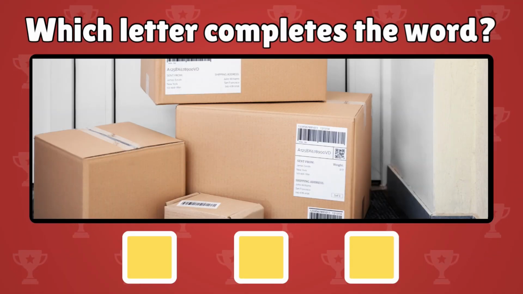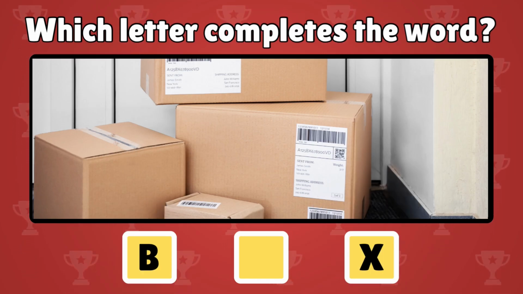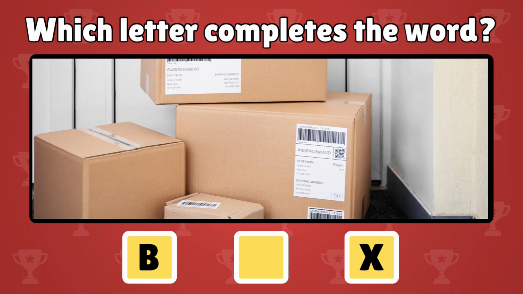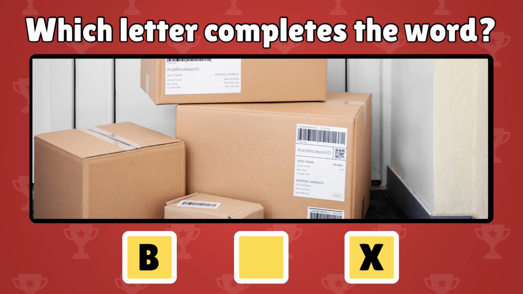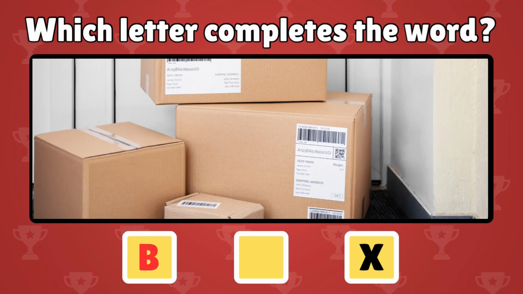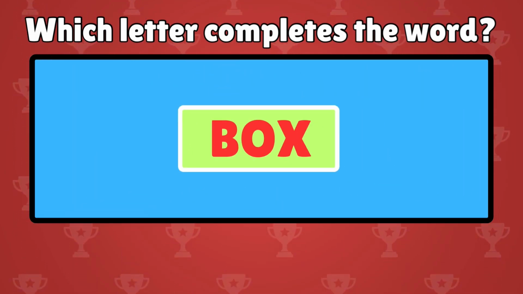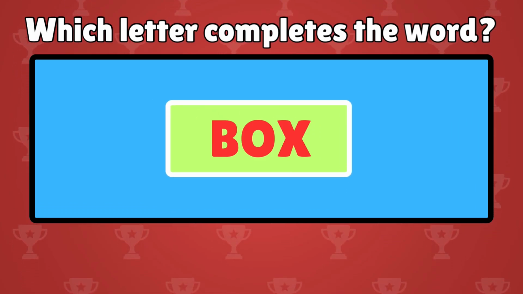Look at the picture. It is a box. Here, vowel is missing. B, X, which letter completes the word? It is O, B, O, X. Box. Can you say it again? B is for box. Box.